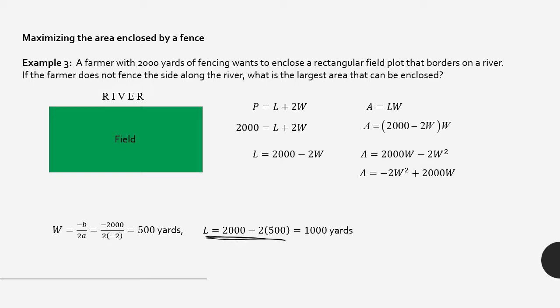Plug it in to get the length. So the length is 1,000 yards. So again, I use this formula here now that I know W. Plug it in to get the corresponding length. And the question says, what is the largest area? So we want to multiply those two together. And so this is the largest area that can be enclosed by the fencing that the farmer has.